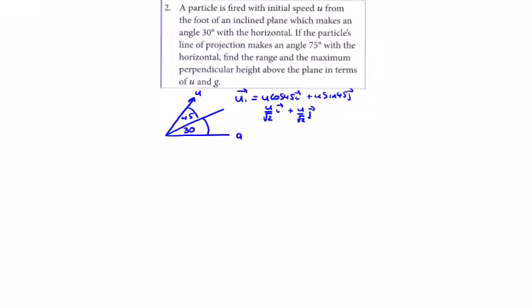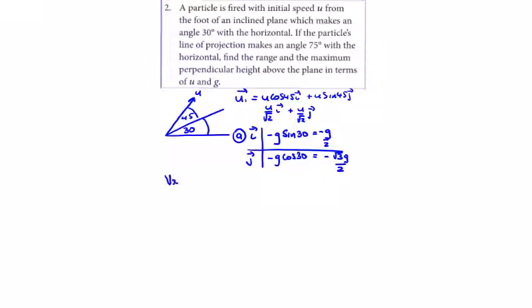My acceleration in the i direction is going to be minus g times the sine of the angle it creates with the horizontal, minus g sin 30, which is minus g over 2. And in the j direction, we're going to get minus g times the cos of the angle, which is minus root 3 g over 2.